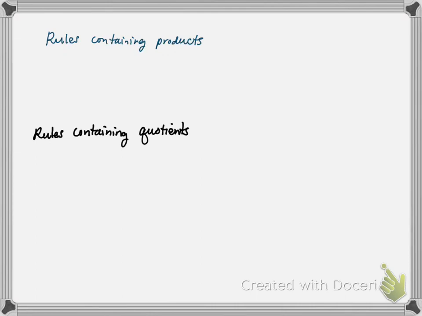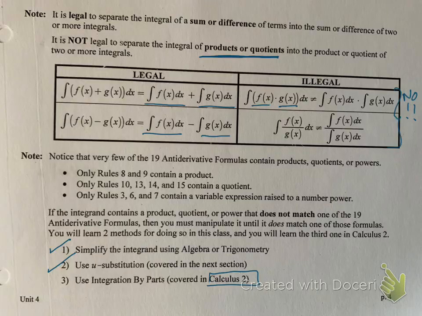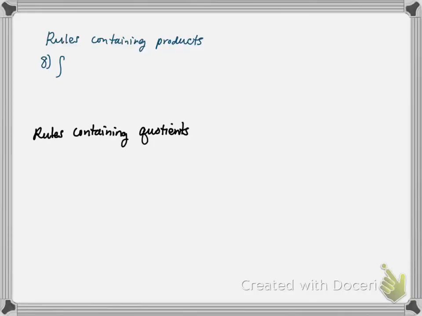So on that page, it said we should look at rule number 8. Rule number 8 says the integration of secant x tangent x dx equals secant x plus c.